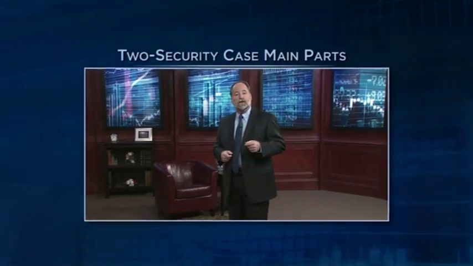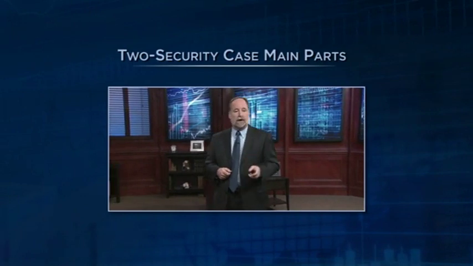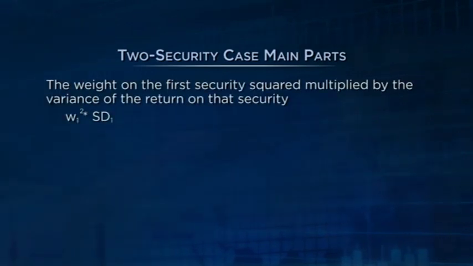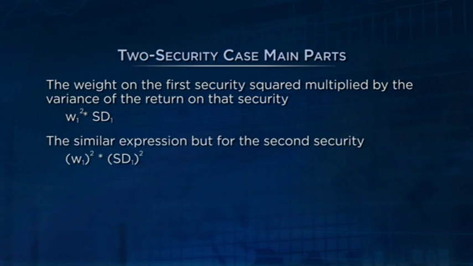Given the variances of the two returns and the covariance between these two returns, there is an expression for the variance of a linear combination of these random variables. We can use this expression for portfolios because the return on a portfolio is just a weighted average of the returns on the individual securities. For a two-security case, the variance of the return on the portfolio consists of three main parts. The first is the weight on the first security squared multiplied by the variance of the return on that security. The second is a similar expression, but for the second security.